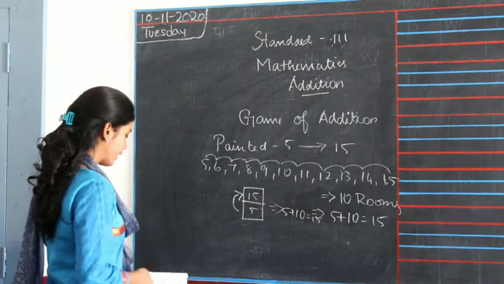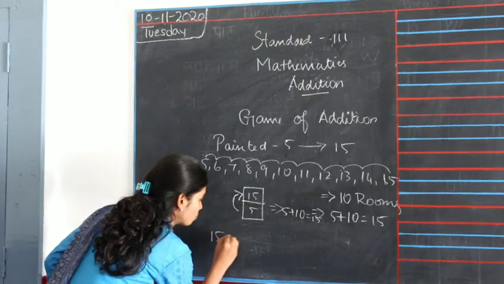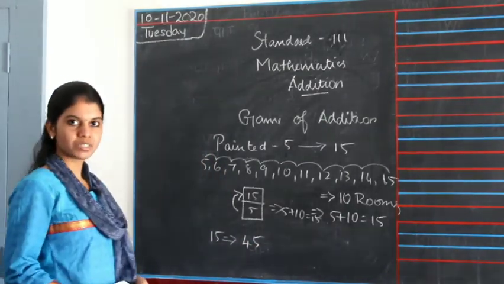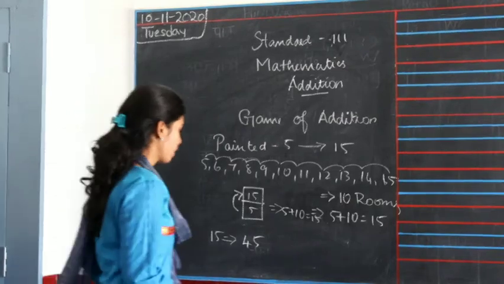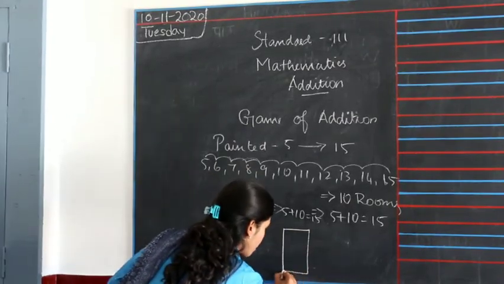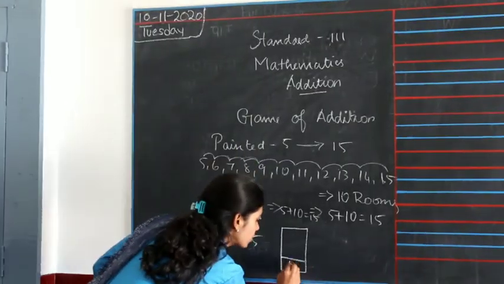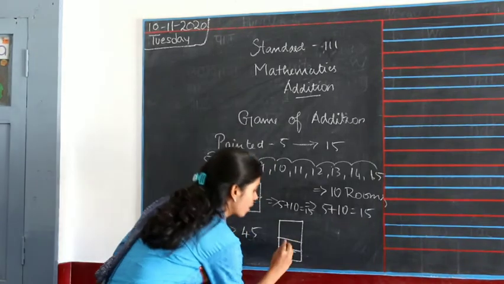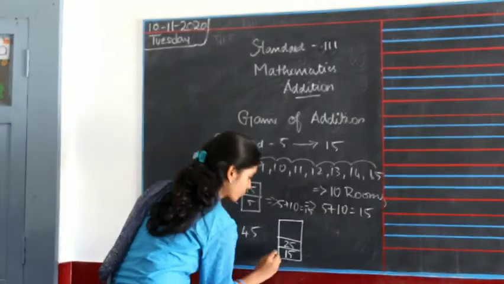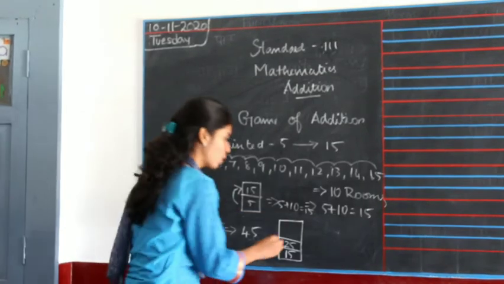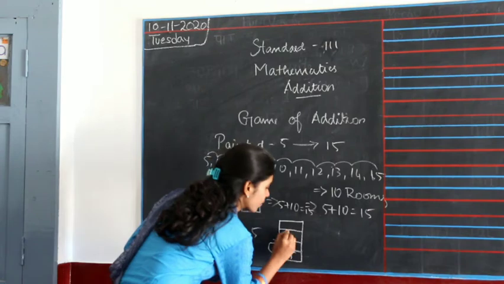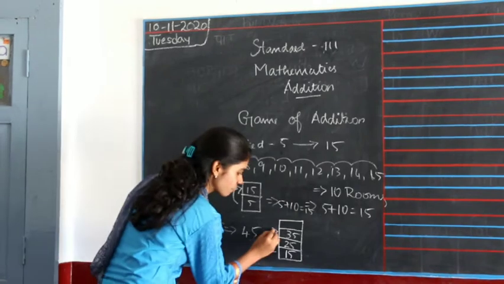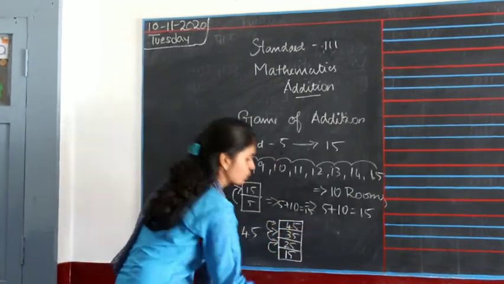Let's say he has to move from 15th room to 45th room. How many times does he have to jump or pass? Now he is in 15th room. Let's see what happens if we jump once. We'll go to 25th room. Let's see what happens if we jump one more time. Again we will be going to 35. What happens if we jump one more time? We will reach 45th room.